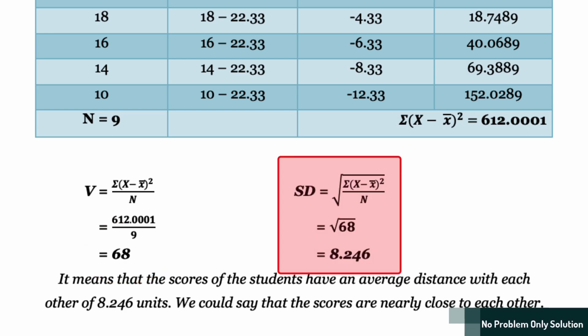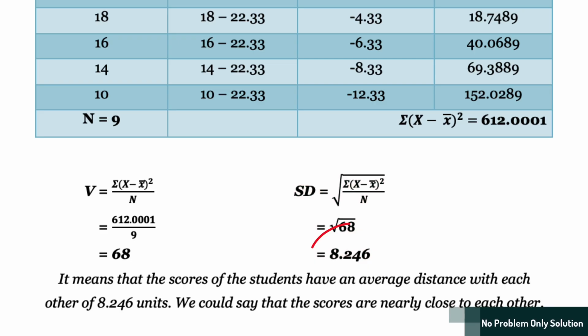Okay, and now for the final step, the big reveal. We take the square root of that variance, 68, to kind of undo the squaring we did earlier. And what do we get? Our standard deviation is 8.246. And just like that, case closed.